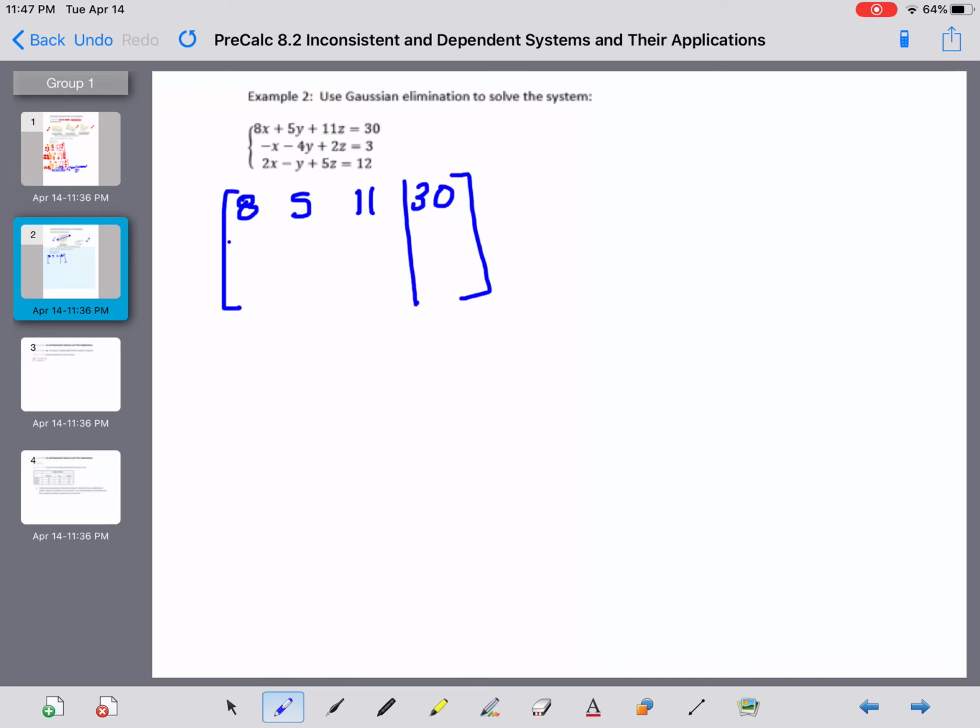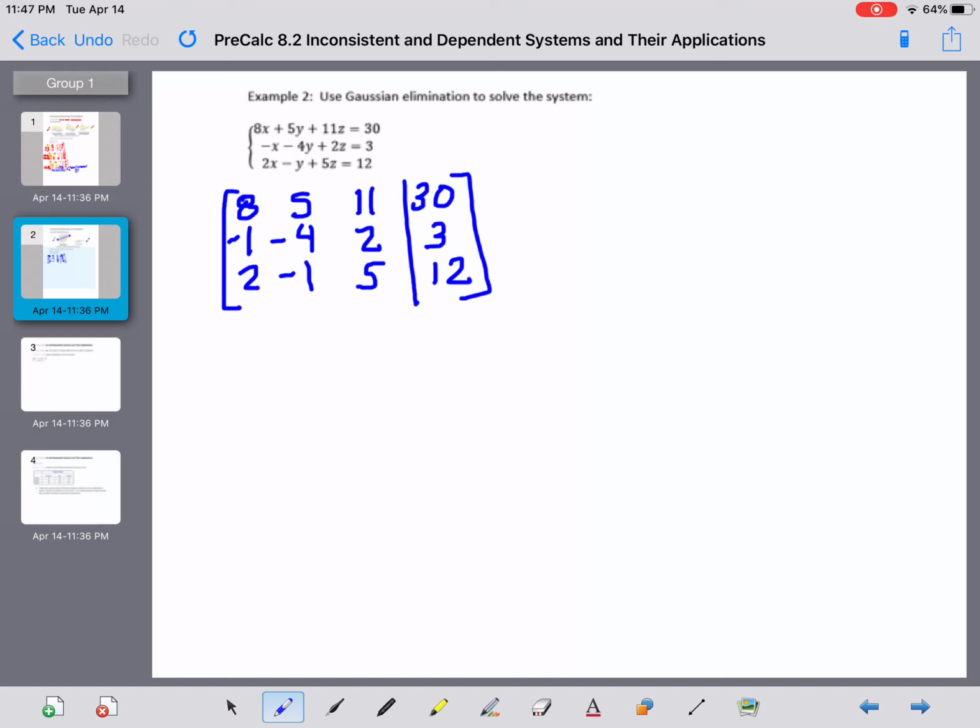Second row, x coefficient is -1, y coefficient is -4, z coefficient is 2, and my constant is 3. And my final equation, my x coefficient is 2, my y coefficient is -1, my z coefficient is 5, and my constant is 12. So here I start with my augmented matrix.